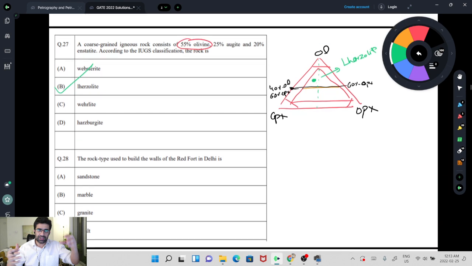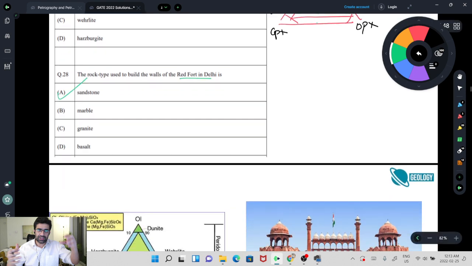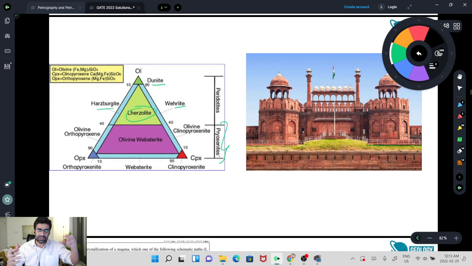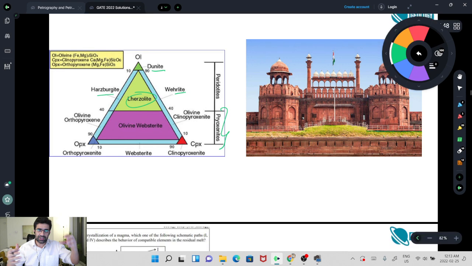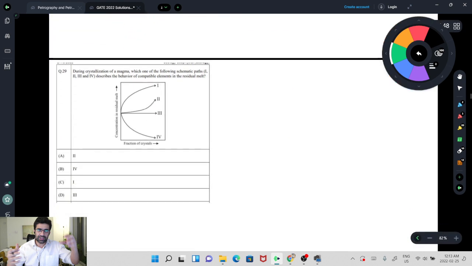The rock type used for building Red Fort is a fact-based question: sandstone. So this you can see is lherzolite basically. All these, wehrlite, harzburgite, dunite, are peridotites. Ultramafic rocks which have less olivine but more pyroxene are called pyroxenites, and these are different types of pyroxenites. A rock rich in just pyroxenes, orthopyroxene and clinopyroxene, is called websterite.